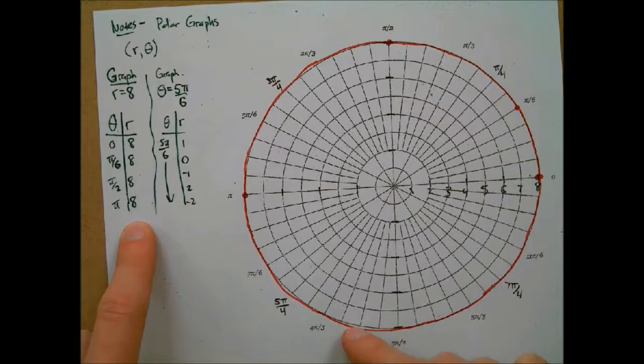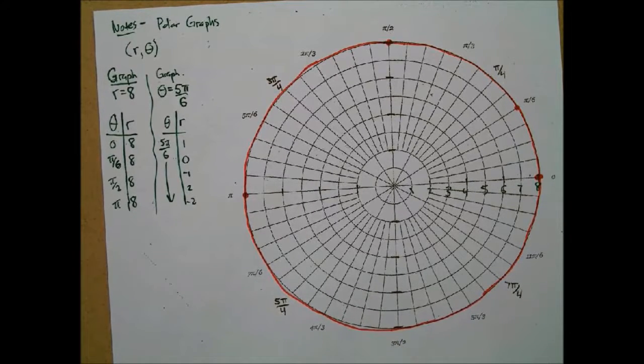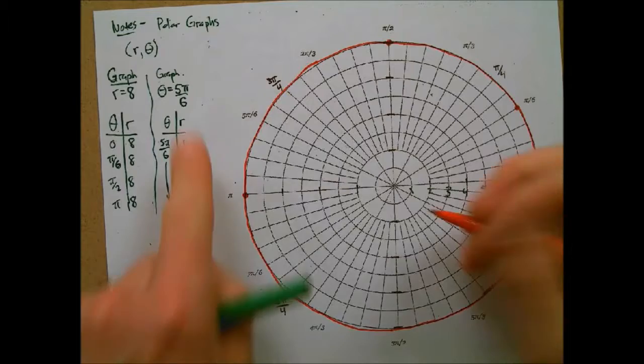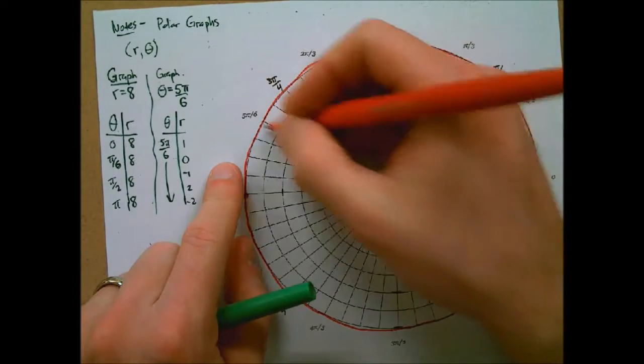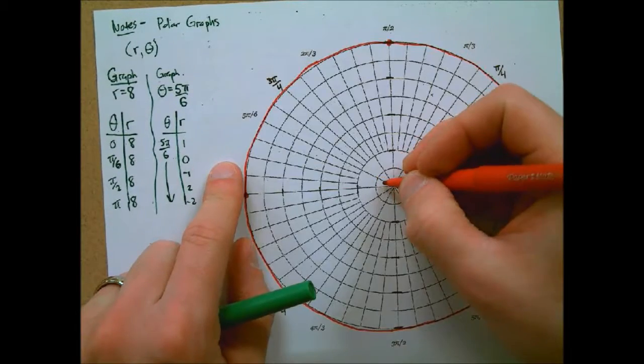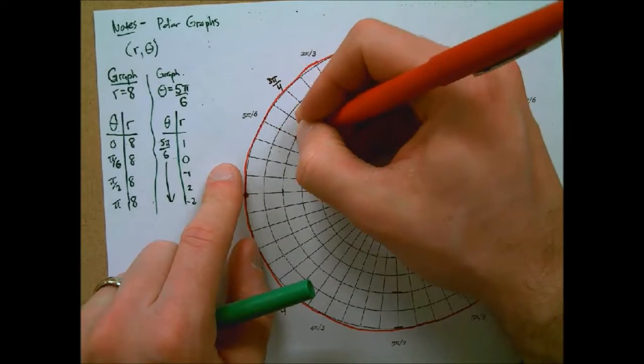Okay? Oh, look at that. Always what I wanted. Recycling. Okay. So we're always going to have, oh wow, a lollipop. Sorry. So 5 pi over 6 is this direction, and it's going to be any r value. So basically all these little points right here.